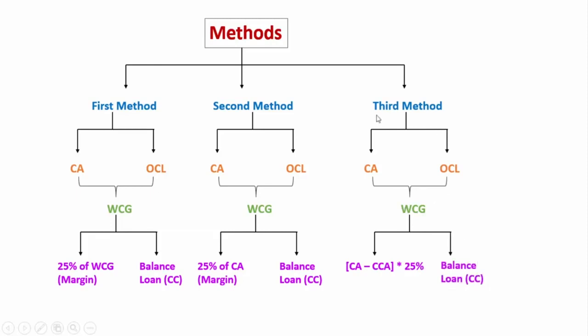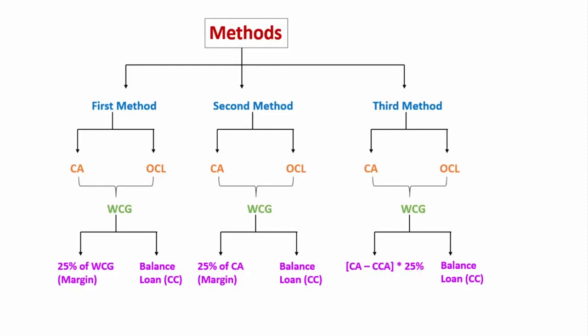So I repeat, in the third method, what is happening is not entire current assets were funded, okay, but working capital gap is derived as current asset minus other current liability, but core current assets were not funded. So this working capital gap has got to be funded now. Margin that is coming from the owner should be current asset minus core current assets. It means only the residual current assets multiplied by 25%. It means only the residual assets are being funded.